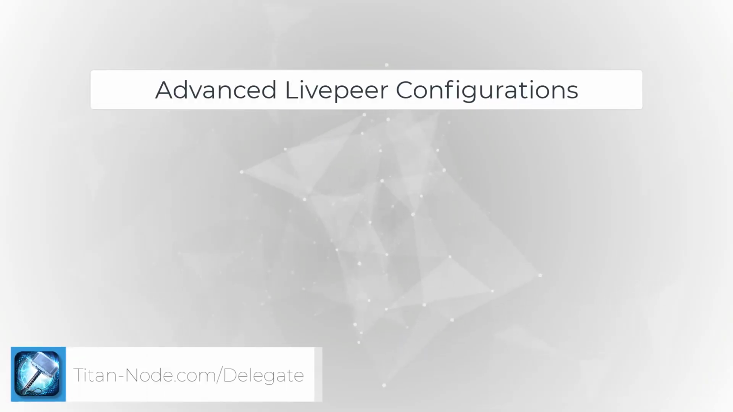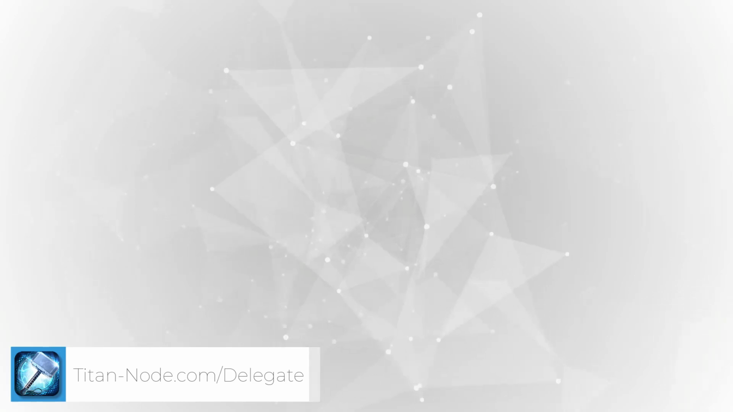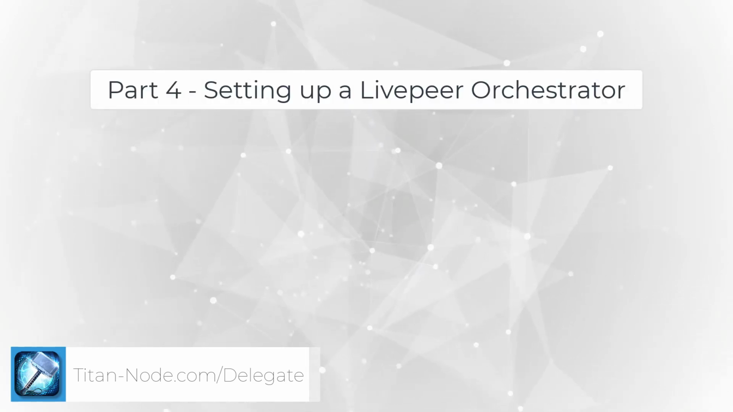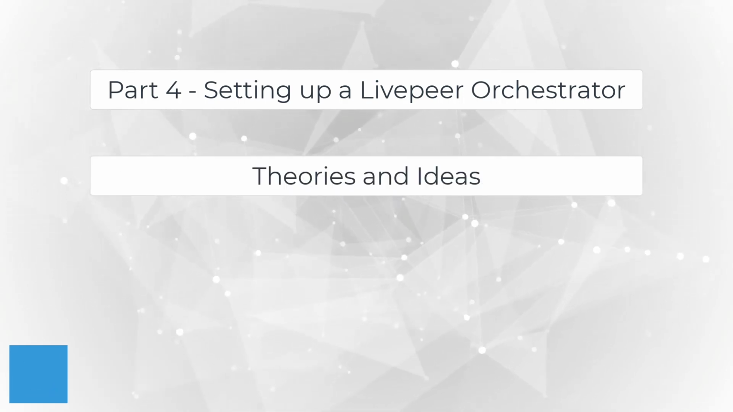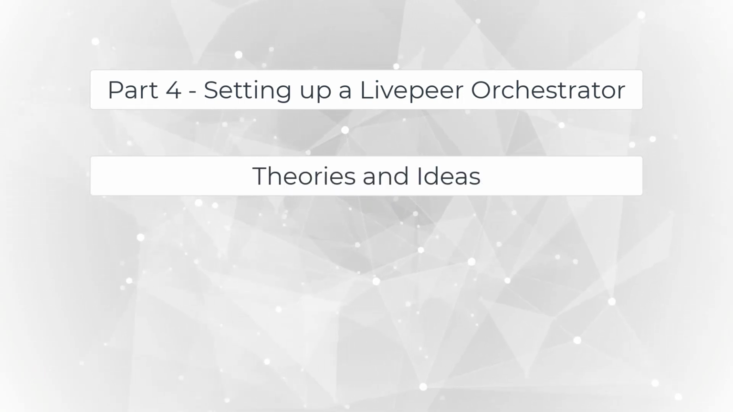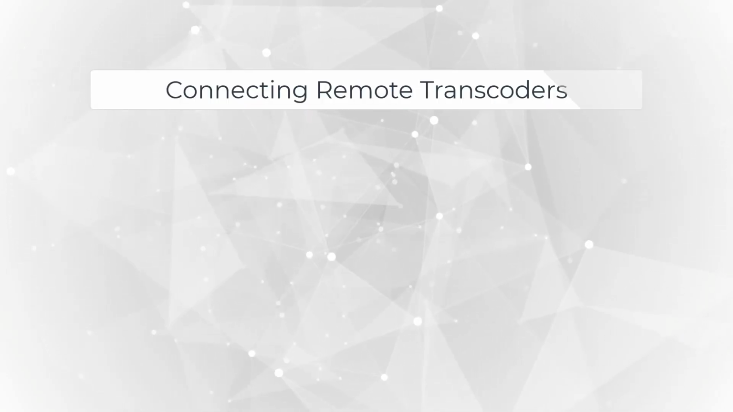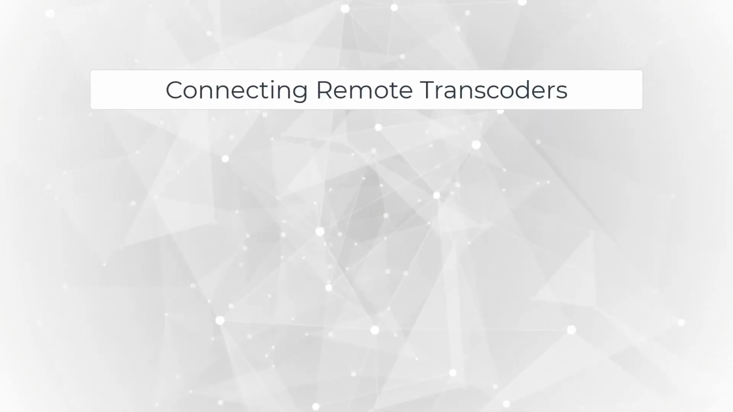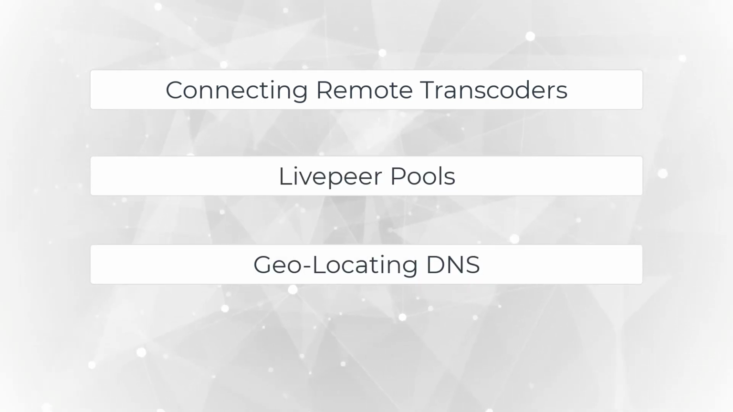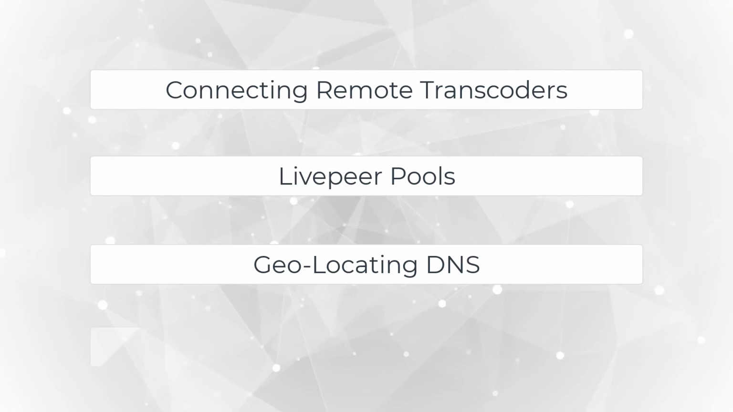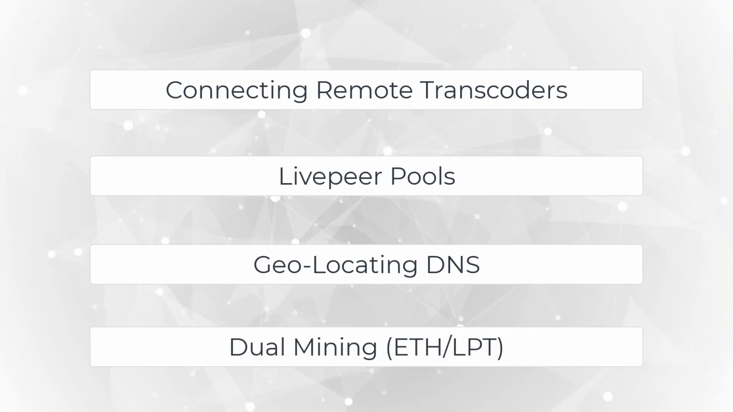Today we will be talking about advanced Livepeer configurations. This tutorial is part 4 of setting up a Livepeer Orchestrator, and we will be talking about theories and ideas for configuring your Livepeer node. In this video we will be going through 4 subjects. First, connecting remote transcoders. Second, Livepeer Pools. Third, Geo-Locating DNS. Fourth, dual mining. Let's get started.